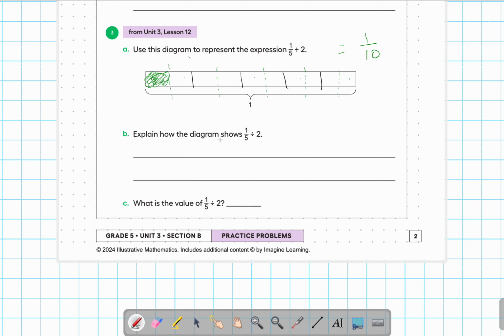So explain how the diagram shows 1/5 divided by 2. Well, it shows 1/5 divided by 2 because I cut up this tape diagram into fifths, and then I divided each fifth in half. I cut it up into 2 parts, such that each part is going to be 1/10 of the whole. So again, we already did that. The value of 1/5 divided by 2 is 1/10. Okay.